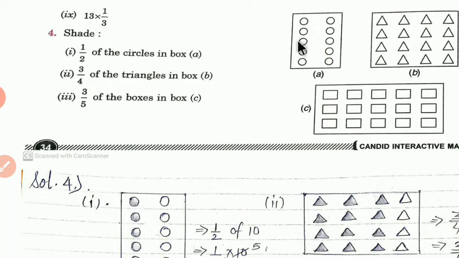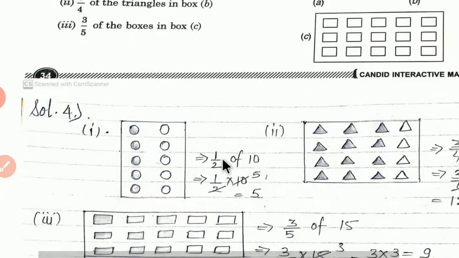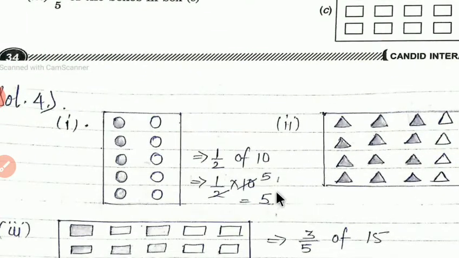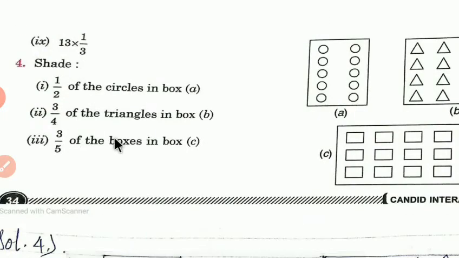First we'll count how many circles are there. 1, 2, 3, 4, 5, 6, 7, 8, 9, 10. It is given 1 by 2 of the circles. It means 1 by 2 of the total 10. We know that of means multiplication. So 2 ones are 2 and 2 5s are 10. So 5 ones are 5. It means out of 10 we have to shade how many circles? 5 circles. So 1, 2, 3, 4, 5.